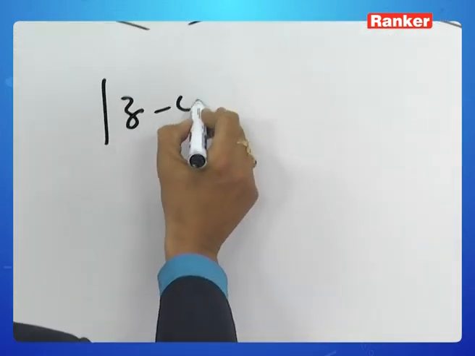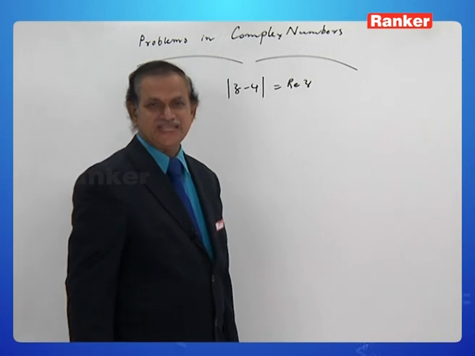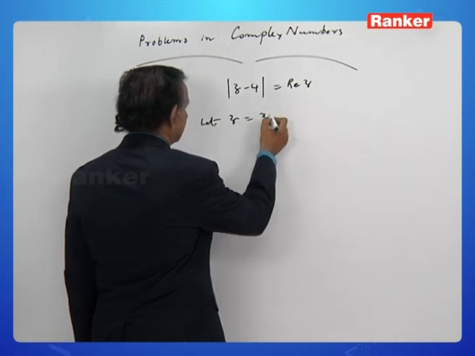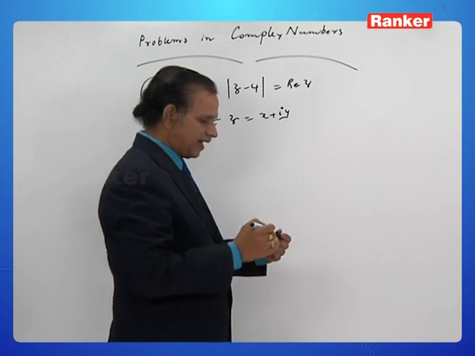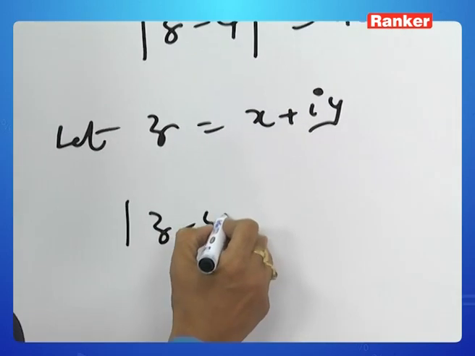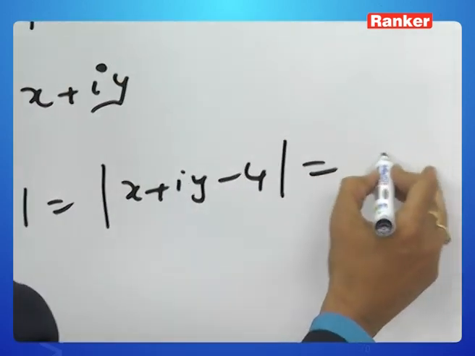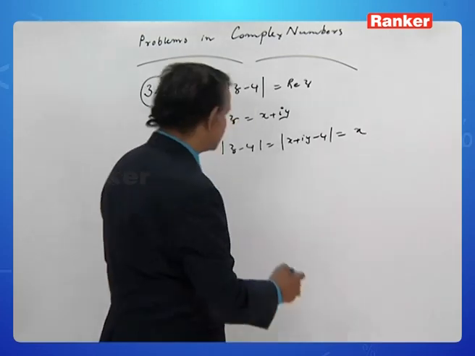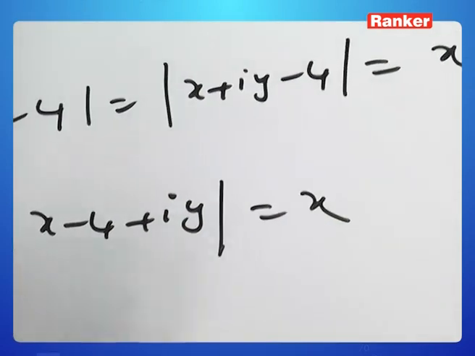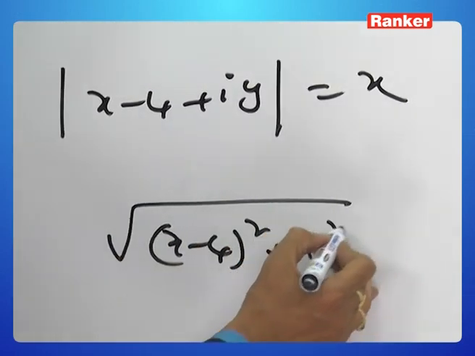Mod Z minus 4 is equal to real part of Z. Let me take Z is equal to x plus iy. From data, mod Z minus 4 is equal to mod x plus iy minus 4, which is equal to the real part of Z, that is x. Square it on both sides. Mod x minus 4 plus iy is equal to x, that is root of x minus 4 whole square plus y square is equal to x.